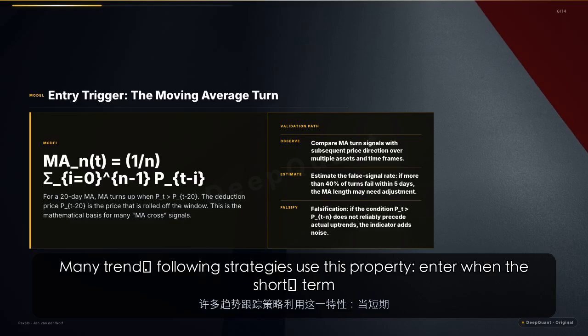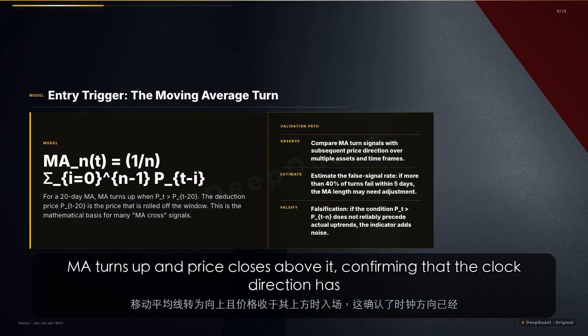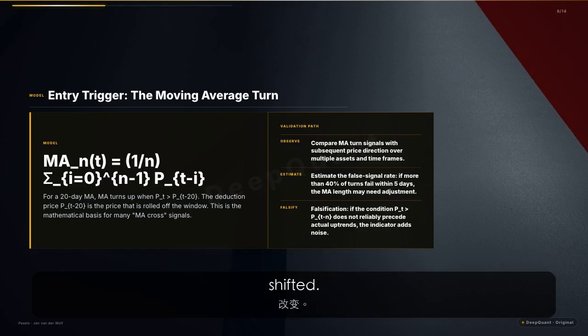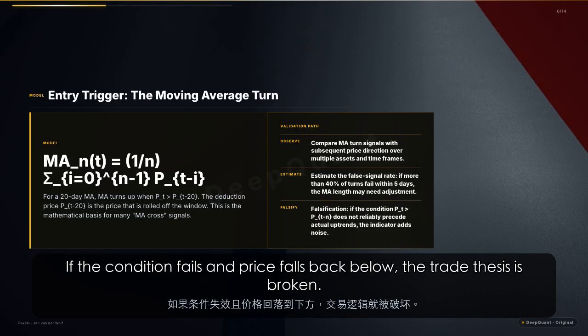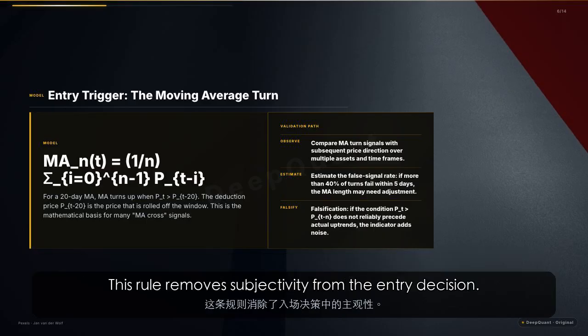Many trend-following strategies use this property. Enter when the short-term MA turns up and price closes above it, confirming that the clock direction has shifted. If the condition fails and price falls back below, the trade thesis is broken. This rule removes subjectivity from the entry decision.